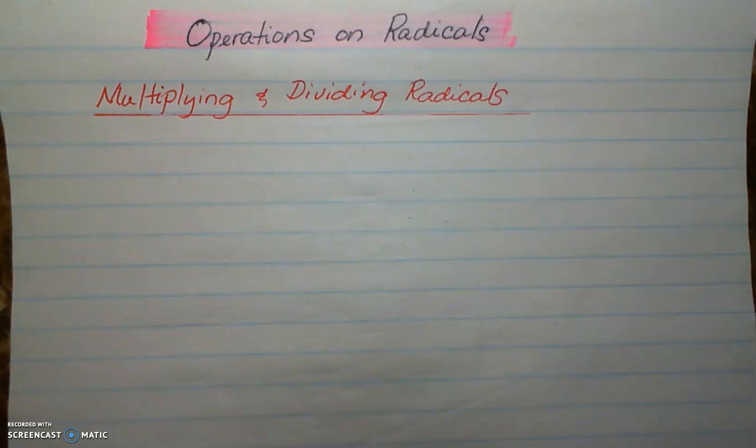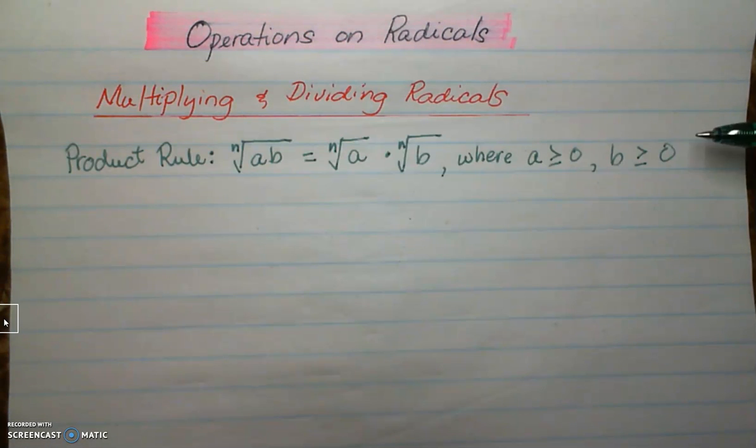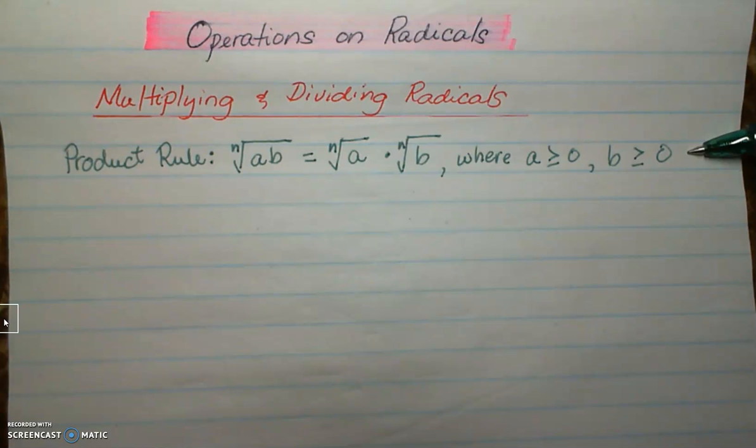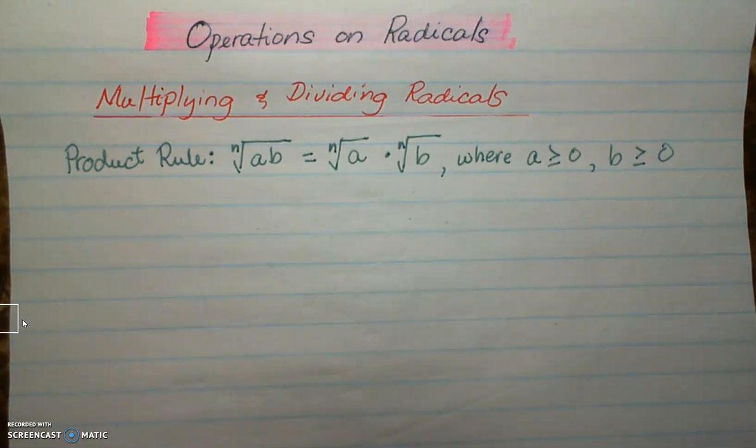Hello guys, we are now on part 2 of operations on radicals, focusing on multiplying and dividing radicals. Let us begin with multiplying and dividing radicals with the same indexes. Let us remind ourselves of the product rule, which simply means that the radical of a product is equal to the product of the radicals of each factor.